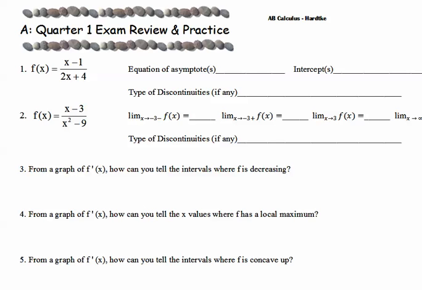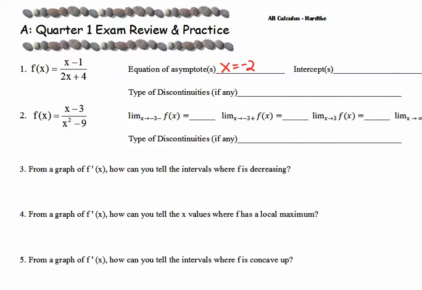Let's do the problems on our quarter exam A review worksheet. Question 1, reviewing rational functions. So we've got two types of asymptotes. Division by 0 gives us a vertical asymptote at x equals -2. Set the denominator to 0.